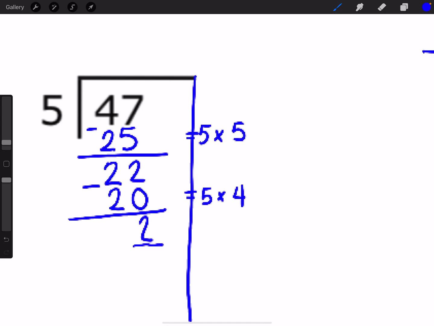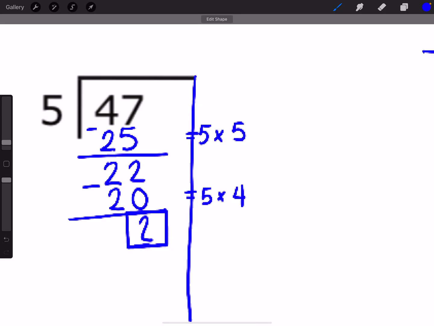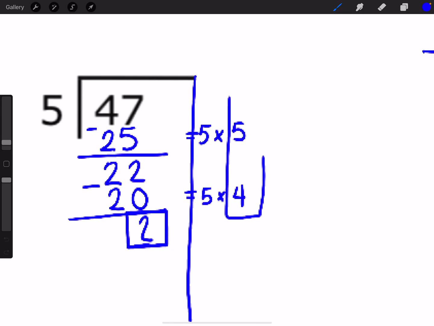And we need to ask ourselves, can we take out another 5 out of this 2? And that answer is a big no. We cannot. So if we cannot take another divisor out of what is left, then we know that that is our remainder. So we look at our partial quotients. 5 plus 4, that is 9. And then we have our remainder of 2.